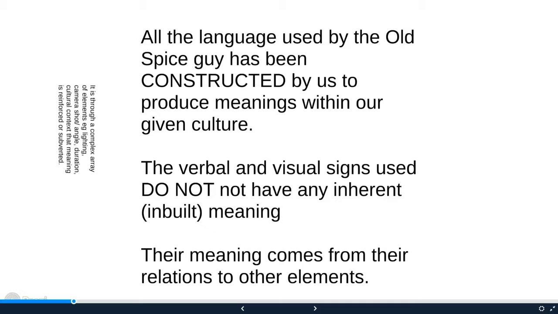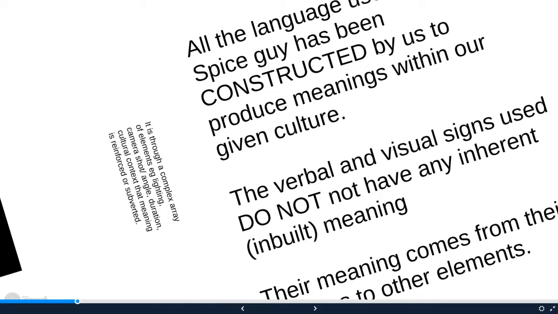The meaning of all of those signs in the Old Spice advert comes from their relations to other elements. Everything about that advert, in terms of the smooth camera movement showing how effortless and slick the guy was in one camera movement, looking down the lens, directly addressing us individually. Every single sign in that advert had meaning, was chosen with purpose and reason.